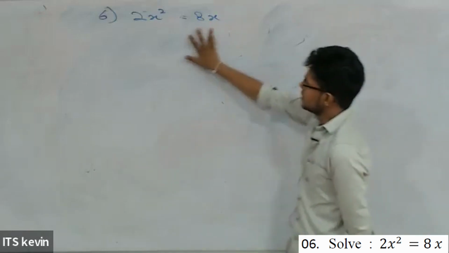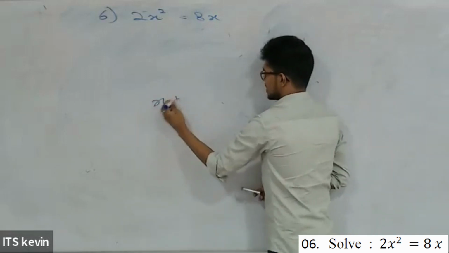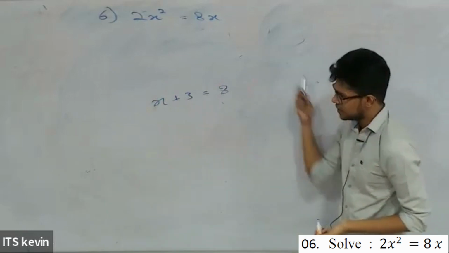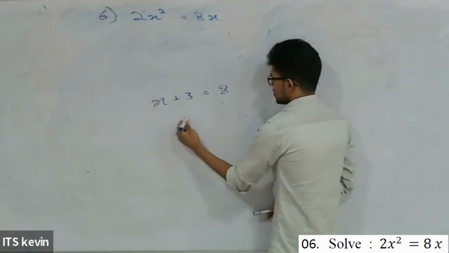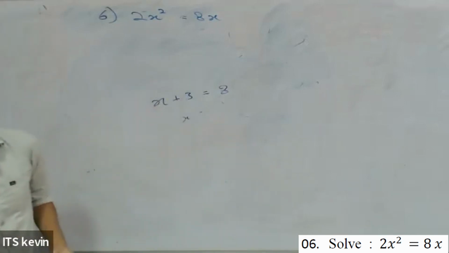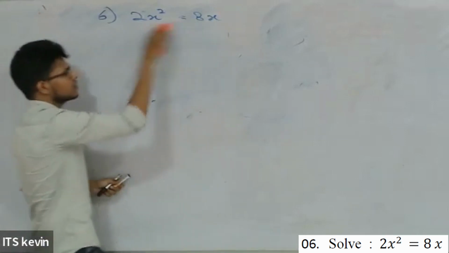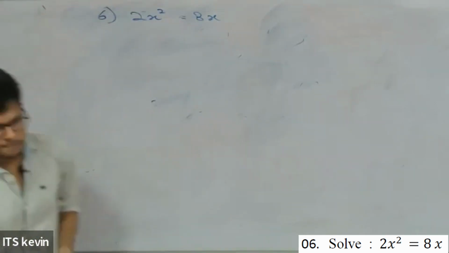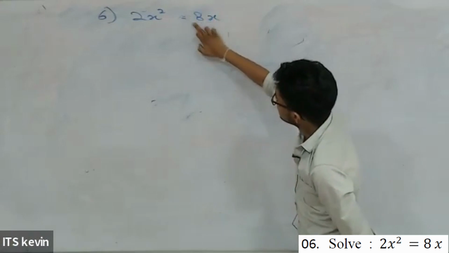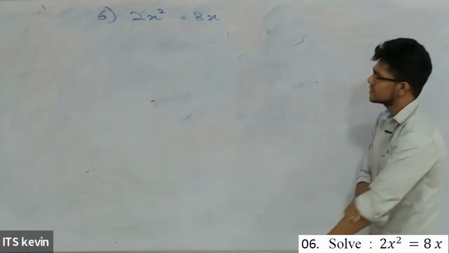Okay, so what we have to do is make x the subject, right? If it is like x plus 3 equal to 8, how to find x? Take the 3 to the other side and write x is equal to 5. So here also they are asking to find x. You need to take all the x's to one side. So here we have 8x, and we need to take this 8x to the other side. How can you take 8x to the other side?